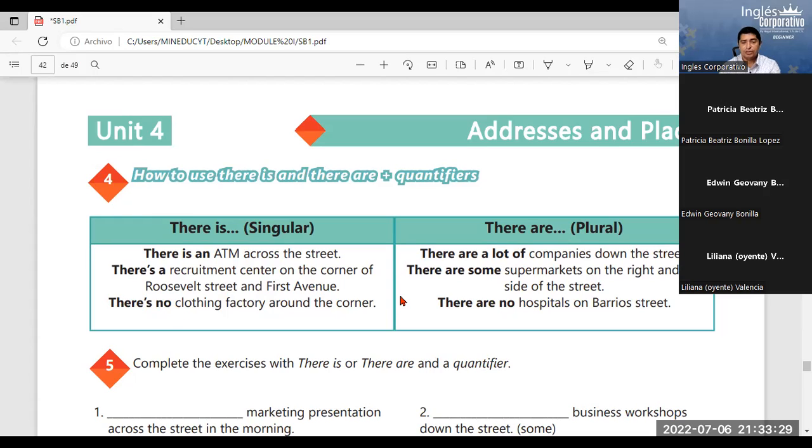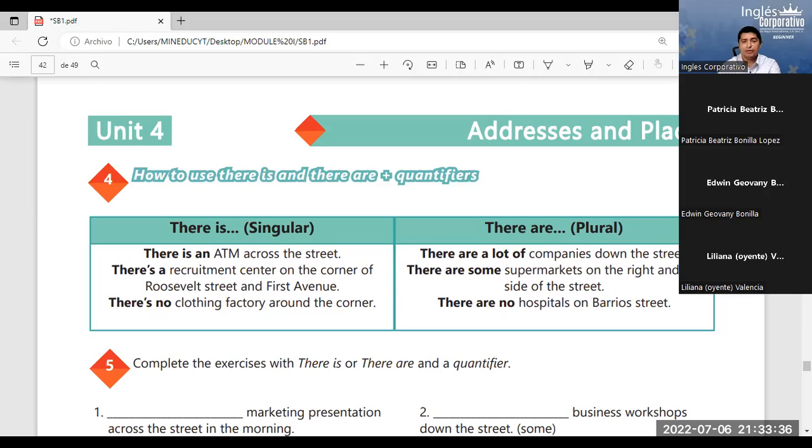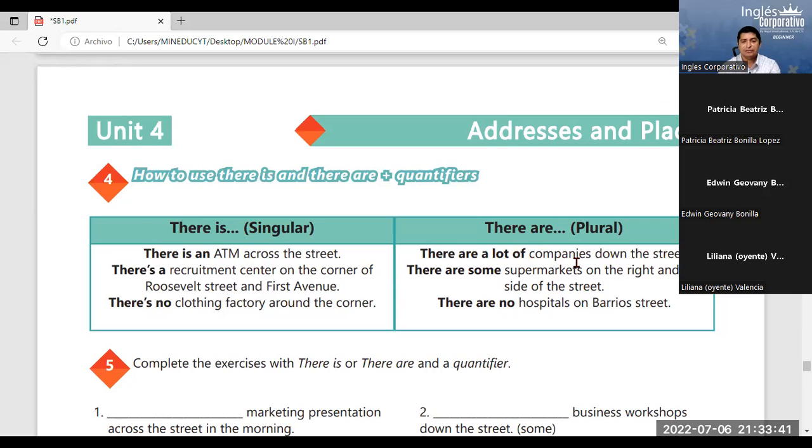Okay, try to take a look at it and then you can ask questions. But let me read the examples that we have related with are. There are a lot of companies down the street. There are some supermarkets on the right and left side of the street. And the next one says, there are no hospitals on various streets. La última sería la negativa. There are no, no hay.